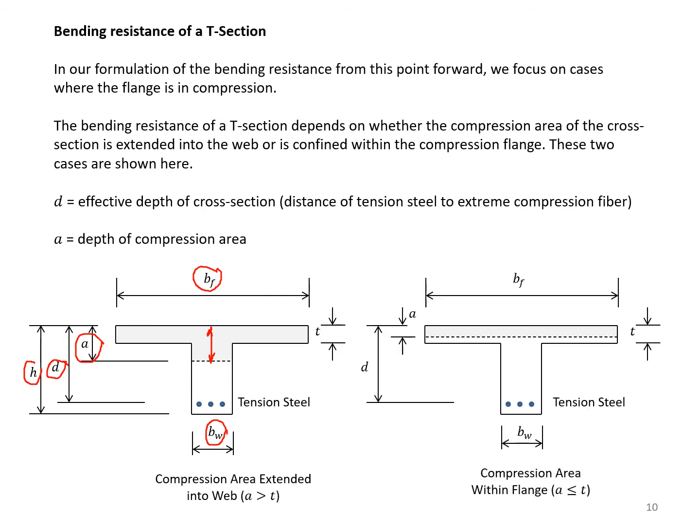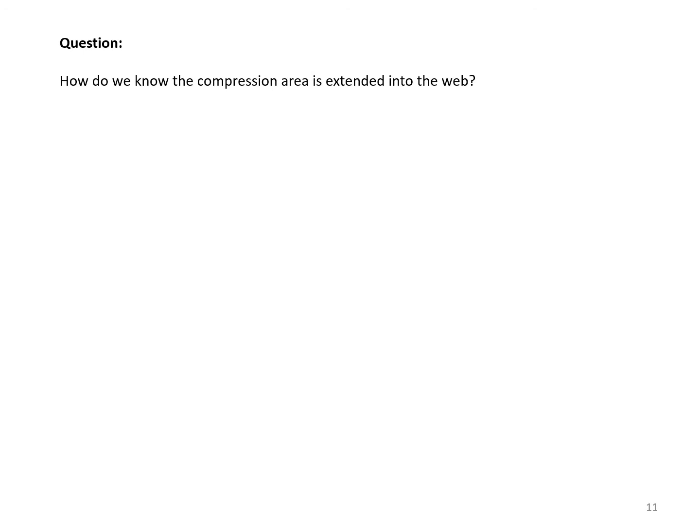As opposed to this case, the figure to the right shows a different case, where A is simply smaller than the thickness of the slab, and therefore the compression area is confined within the flange. However, all the other dimensions are the same. Now, the computation of the resistance Mn is different from this beam versus this beam. The question is, how do we know the compression area is extended into the web?